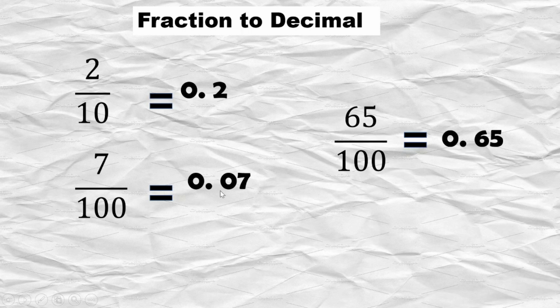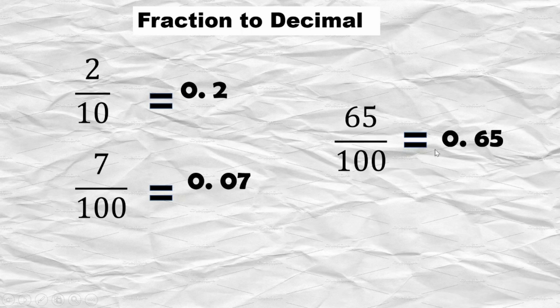The next, 7. Bakit ganito yung decimal niya? Because tenths, hundreds. Okay? Kasi yung denominator niya is hundreds. So, dapat nasa 100 place yung 7. So, pwede mo rin i-divide yung 7 divided by 100. Ang sagot niya ay 0.07.